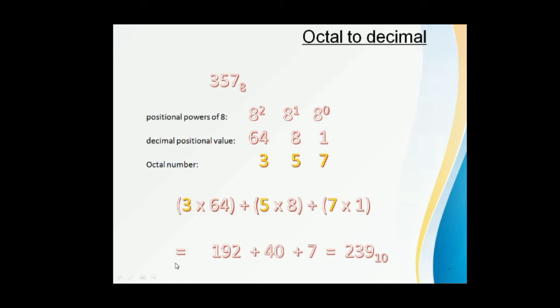Now we will see how to convert an octal number to decimal. The positional powers of 8 are 8 to the power of 2, 8 to the power of 1 and 8 to the power of 0. That is 64, 8 and 1. And the octal number is 357. Then we have to multiply 3 into 64 plus 5 into 8 plus 7 into 1, which is equal to 192 plus 40 plus 7, which is equal to 239 base 10.